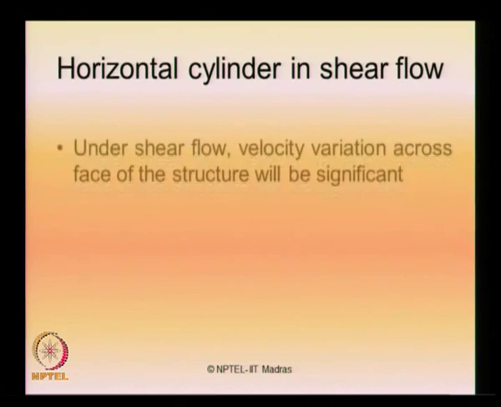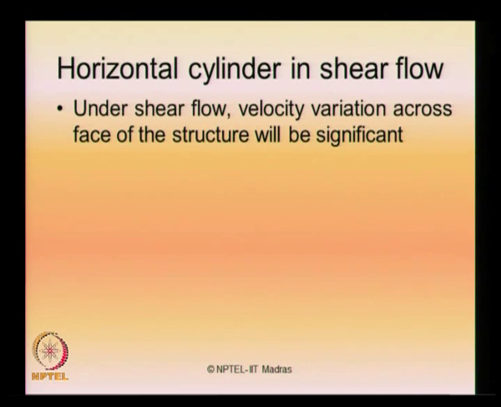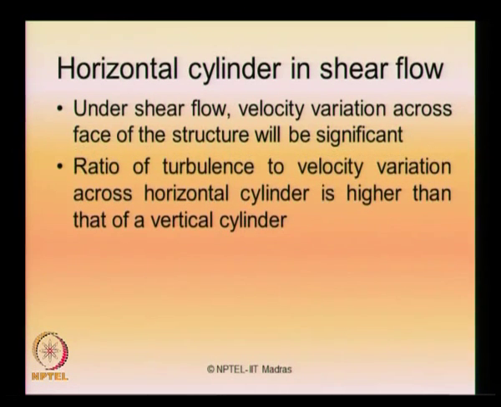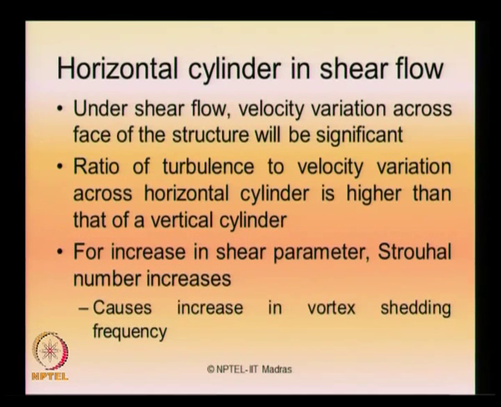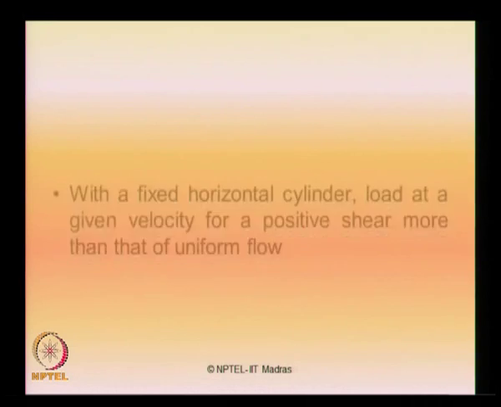If you look at a horizontal cylinder in shear flow, the velocity variation across the face of the structure will be very significant. The ratio of turbulence to the velocity variation across a horizontal cylinder is higher than that of a vertical cylinder. So for an increase in the shear parameter, the Strouhal number increases, as we all understand, because this increase is caused in the vortex shedding frequency of the member.